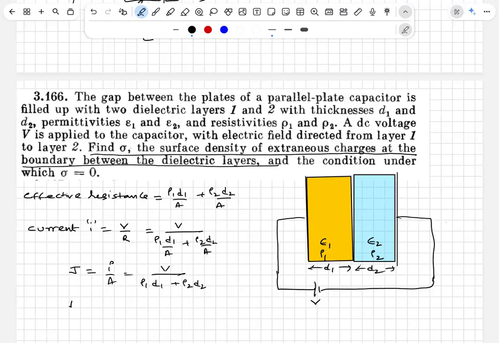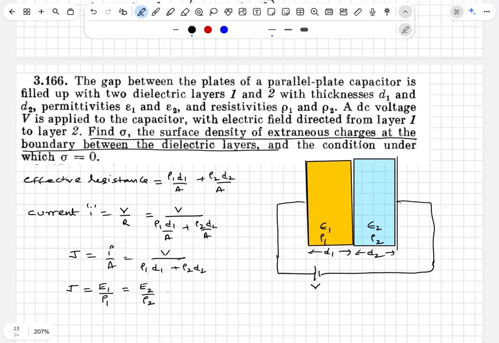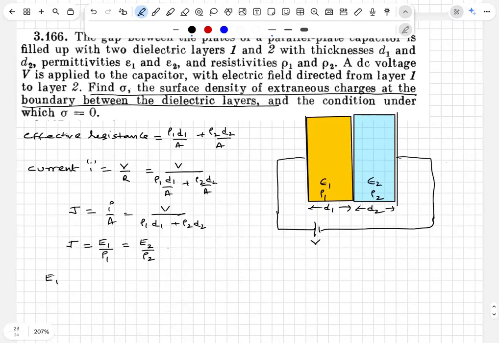You know, current density is E1 by rho 1 or E2 by rho 2, from Ohm's law. Ohm's law in vector form, right? Correct. What do you want actually? You want E1. Okay, fine. E1 is rho 1 V by rho 1 D1 plus rho 2 D2. What is E2? Rho 2 V by rho 1 D1 plus rho 2 D2. Done. And you know how to apply Gauss law in dielectrics.